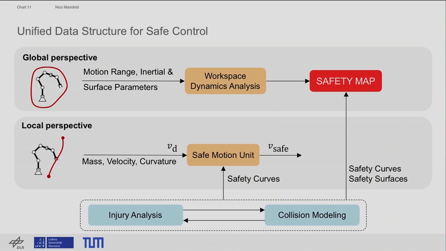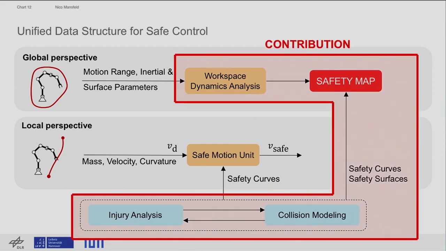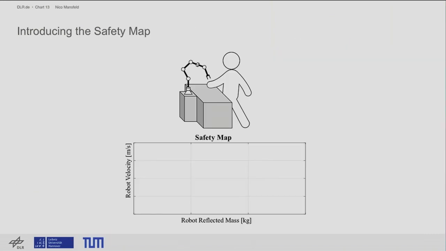And before going on into more details, I will comment a bit on our contribution. First, we do this global workspace analysis, and we also show how injury data can be processed to overall safety curves and safety surfaces, and we propose the safety map. Okay, so how does the safety map look like? First we have the plane, which is spanned by the robot reflected mass and velocity.